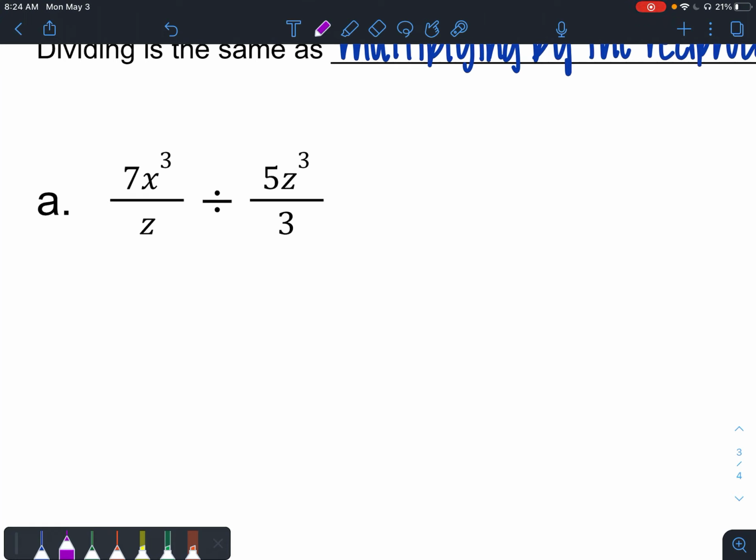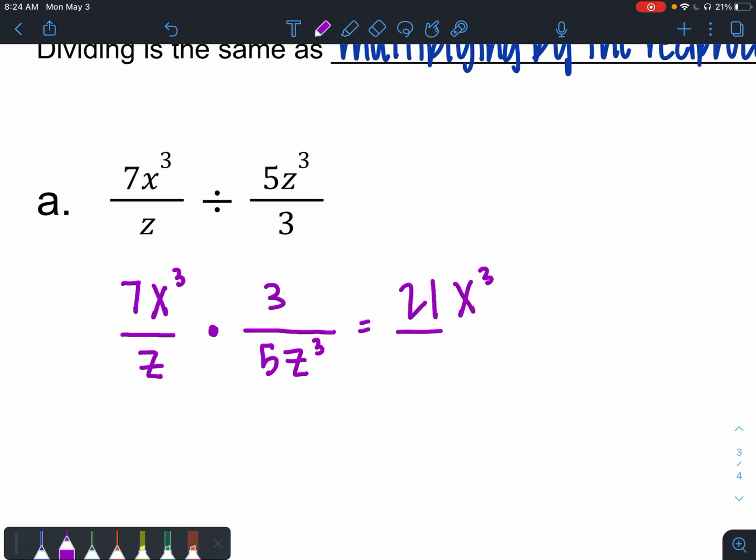I'm going to keep my first term the same, and then my second term, I'm going to multiply and flip. I'm going to look at it, see if anything cancels. Nothing does, so I'm going to multiply straight across. So I have 7 times 3x to the third, and z times 5z to the third. This z is to the 1. We get 5z to the fourth.